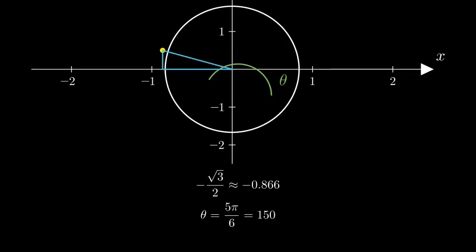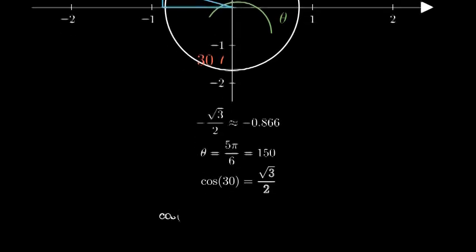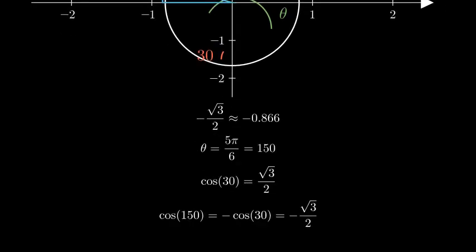In the second quadrant, we can draw a reference triangle. The hypotenuse is 1 since we're on the unit circle. The reference angle with the x-axis is 30 degrees, or pi over 6 radians. In this 30, 60, 90 triangle, we know that the ratio of the adjacent side to the hypotenuse is cosine of 30 degrees, which equals square root of 3 over 2. Since we're in the second quadrant, we take the negative of this value, giving us negative square root of 3 over 2.